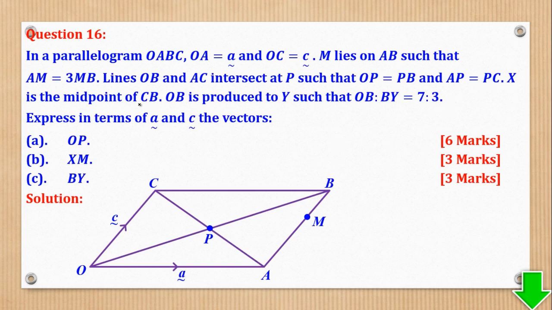X is the midpoint of CB. Come to CB, locate X and put it there. OB is produced to Y such that the ratio of OB to BY is 7:3. Produce means make it longer, so make it longer to reach Y. So there's the diagram. Then they said, express in terms of A and C the vector OP, from O to P.